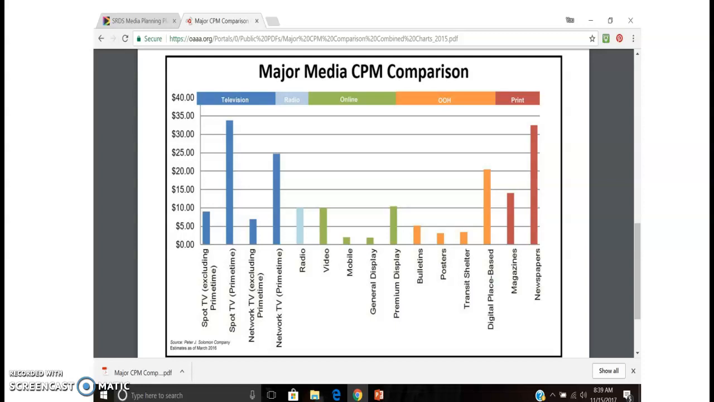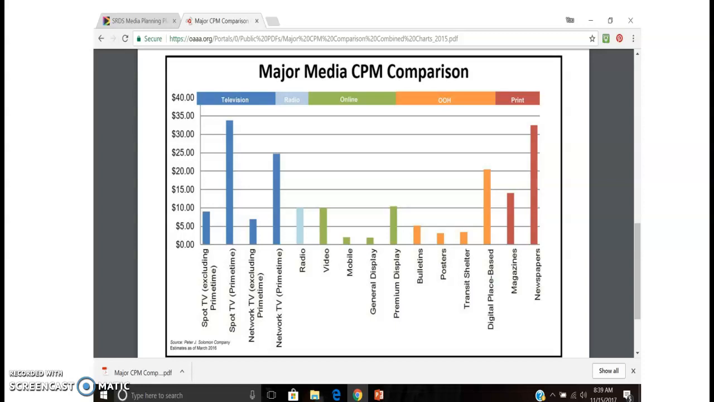Very expensive CPM. Also, newspapers, very expensive CPM. That's for a full-page ad, and you can get cheaper CPMs if you buy smaller ads. And then you see mobile, display, and the internet having very low CPMs. This is a chart that you should look at. You should understand what media types are expensive and what aren't in terms of cost per thousand impressions.